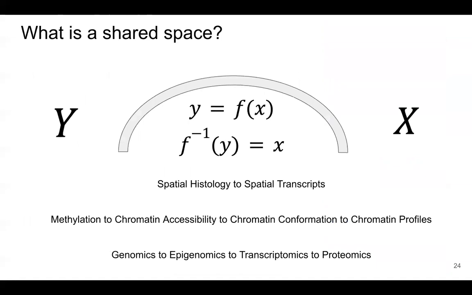Now, next, I'll talk about a shared space. So what is a shared space? Essentially, if we have two modalities, y and x, a shared space would be able to transform x to y and y to x using a certain function or its inverse. And this essentially builds a bridge between those two modalities. For example, histology and transcripts. You can build a bridge or transform or shared space between them. Or you can look at epigenetics, or even from genetics to proteomics along the central dogma of biology.